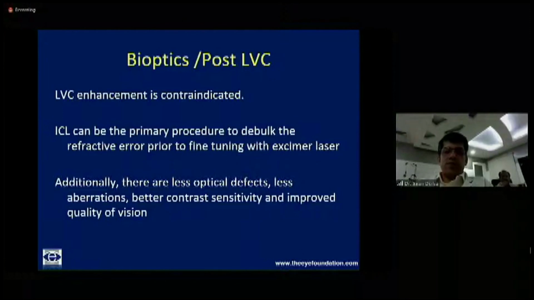In bioptics, in many cases after laser vision correction, the patient may come with a residual refractive error 5 to 6 years after surgery, and further enhancement may be contraindicated due to a thin residual bed. ICL can sometimes be the primary procedure to debulk the refractive error prior to fine-tuning with the excimer when you're going for a very large correction.